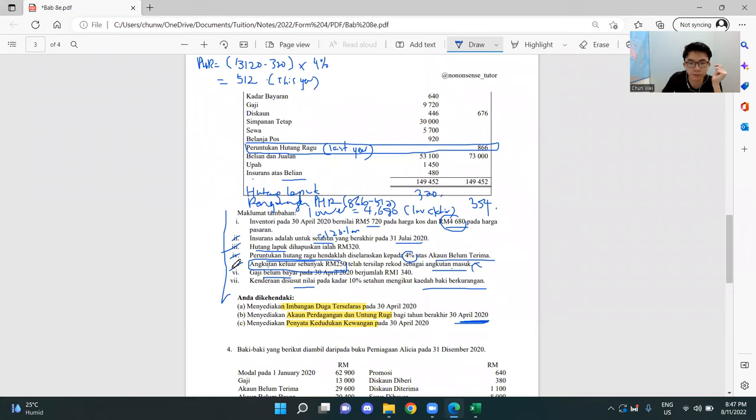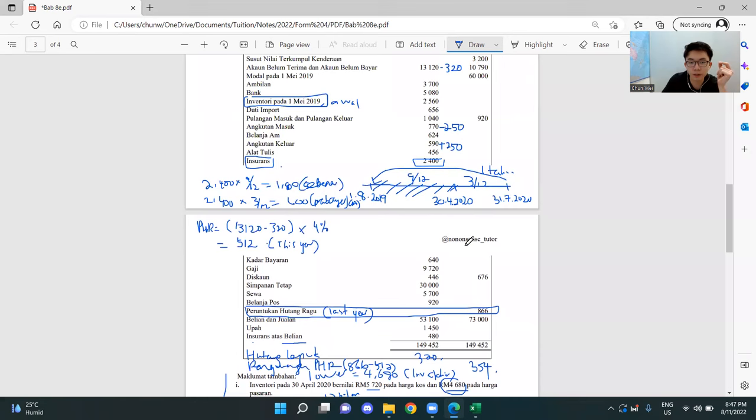Okay, next. Gaji belum bayar pada 30 April 2020 berjumlah 1,340. Now, I already told you, whenever we are recording for our account Untung Rugi, we want to use the amount yang sebenar, the gaji yang sebenar, the insurance yang sebenar. So when you pay extra, I have to take it out. So when you pay less, meaning I have to add it back. You get me?